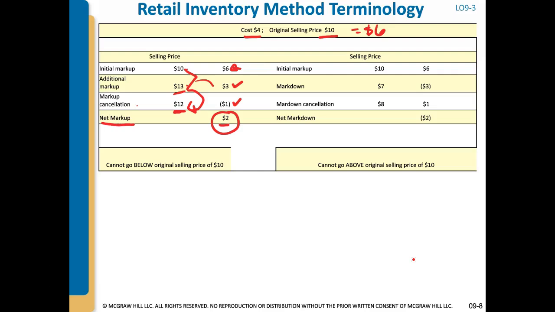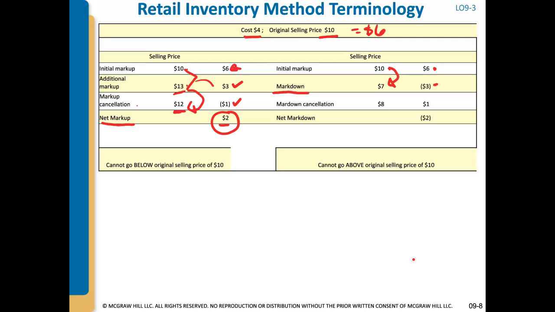Alternatively, you can have your selling price of $10, right? And so your initial markup is still $6, but your product is not selling that well, so you decide to reduce the price from $10 to $7. So you reduced it by $3. That's called a markdown, that minus 3.